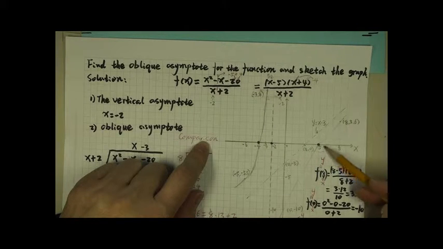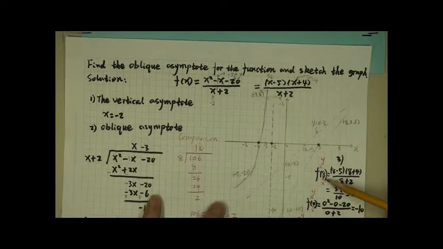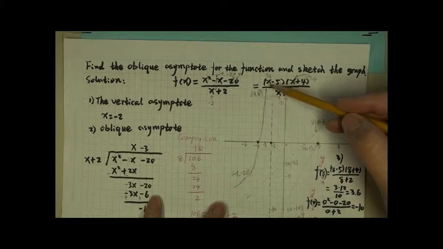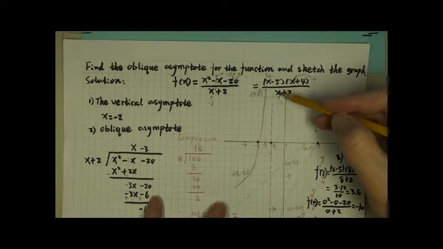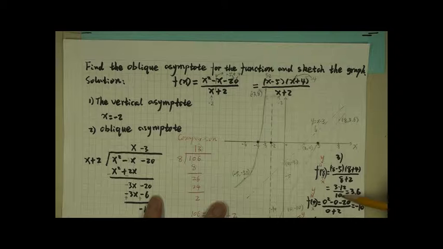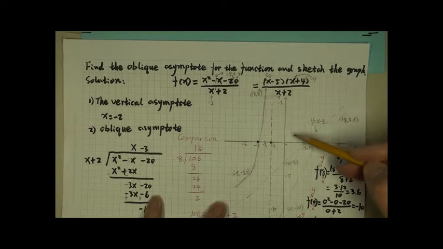Choose a point bigger than 5. Here I chose 8. If you plug in 8, you get 8 minus 5 times 8 plus 4, and the denominator is 8 plus 2, which is 10. 8 minus 5 is 3, and 8 plus 4 is 12. 3 times 12 is 36, divided by 10 is 3.6. So when x is 8, y is 3.6.